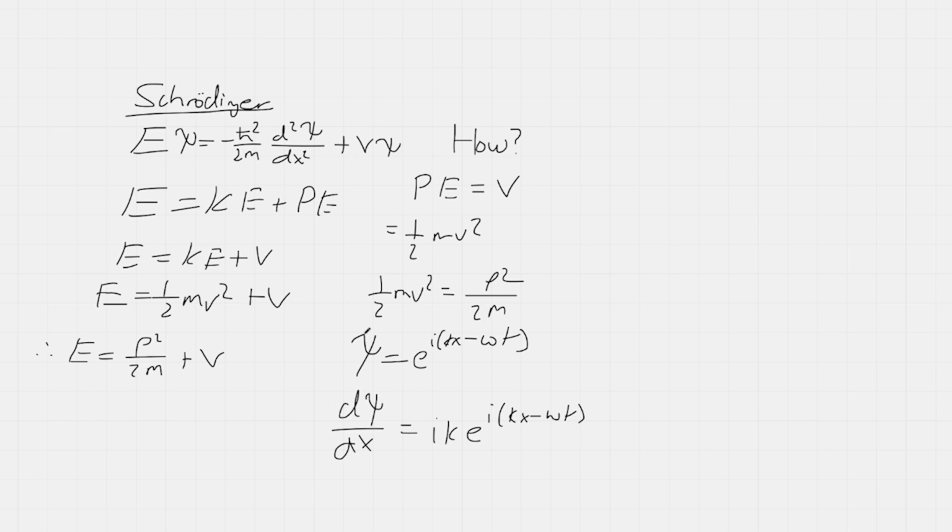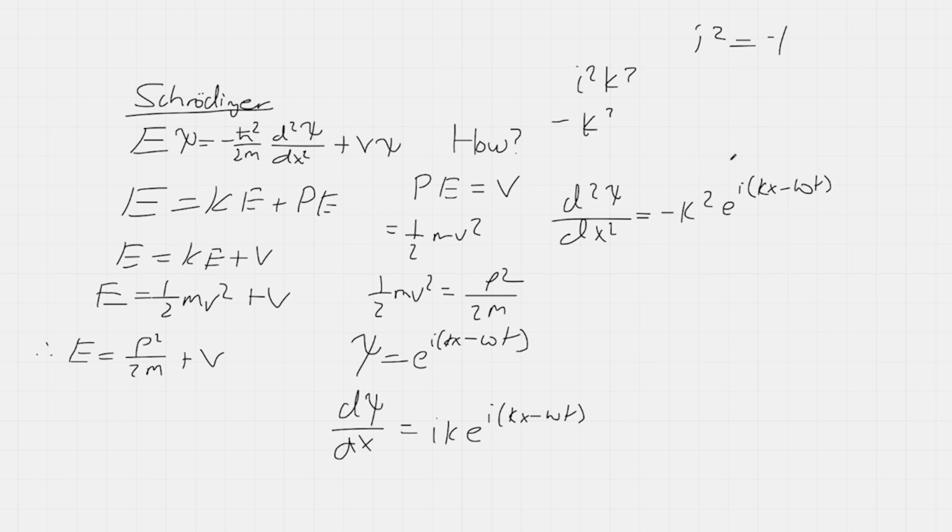Now we also see the second derivative, so we'll take the derivative again. We get d squared psi over dx squared equals, all we have to do is multiply the same thing again, because we can just factor this coefficient out. And we get i squared k squared. But i squared k squared is equal to negative k squared, because i squared is equal to -1. So we will write this as negative k squared e to the i(kx minus omega t).